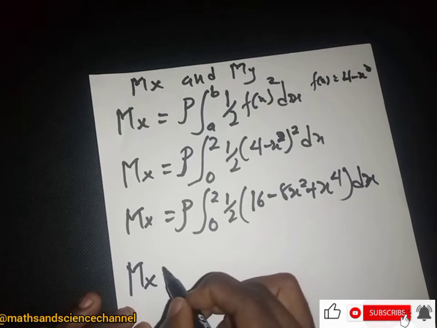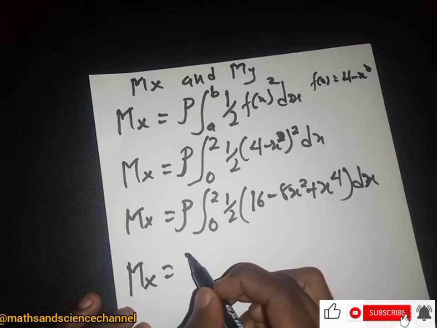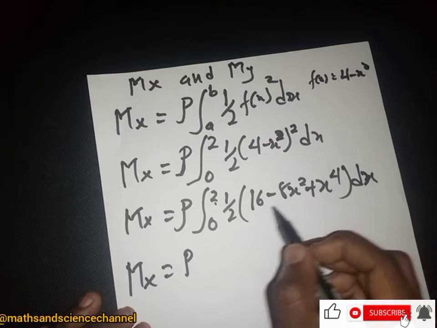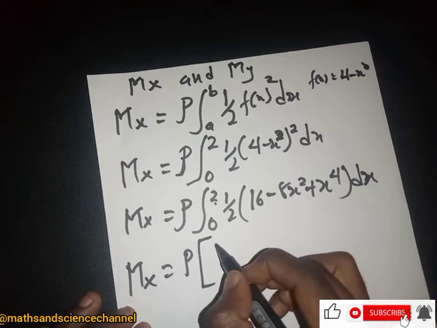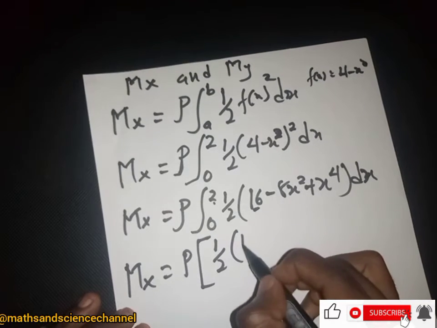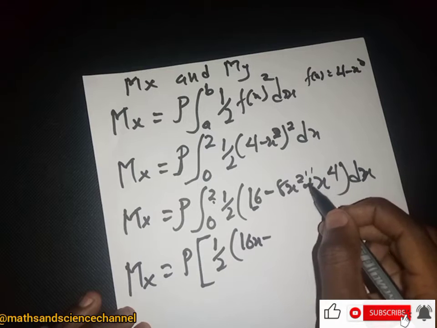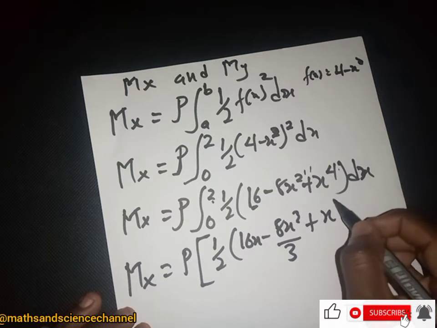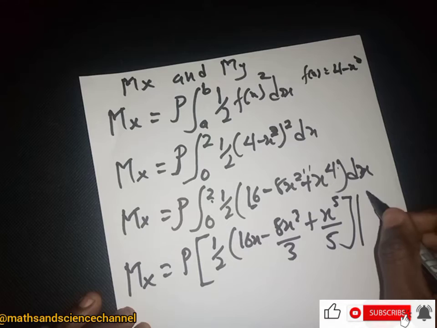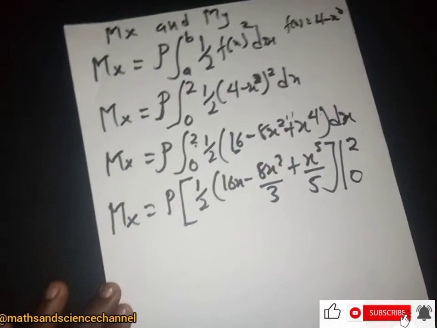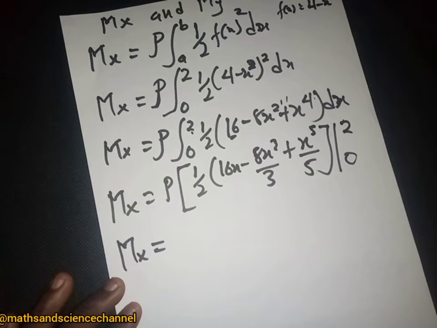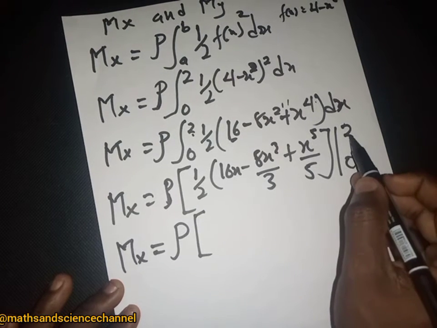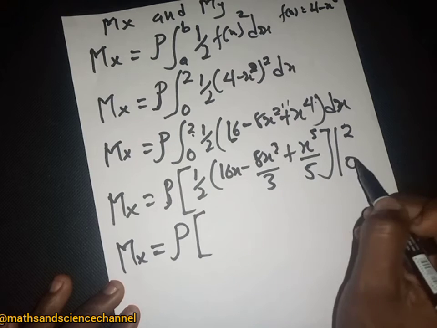So from here, therefore, we can now integrate. Integrating this, we have half outside. Then integrating, we get 16x, then minus 8x cubed divided by 3, then for x to the power 4, we add 1 to the exponent, which gives 5, and divide by 5. Then remember the limit is from 2 to 0 also. Now the moment of the particle in the x direction is given by the density, and we put 2 inside minus that of 0.